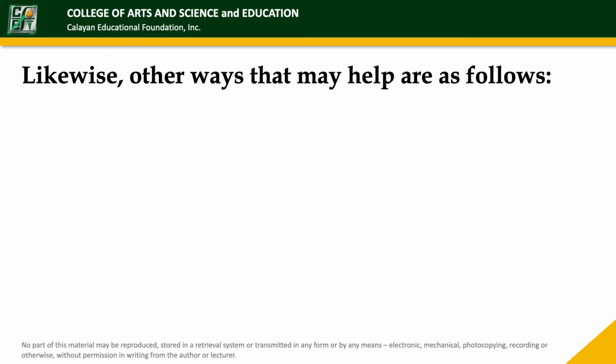Okay, so likewise, other ways that may help are as follows. Behave as a social person. Start small if necessary. Ask open-ended questions. Encourage others to talk about themselves. Create goals for yourself. Offer compliments generously. Read books about social skills. Practice good manners. Pay attention to your body language. Join a social skills support group. Stay up to date on current events. And identify and replace negative thoughts. So these are other things pa or other factors pa that you may consider in developing your own social skill.